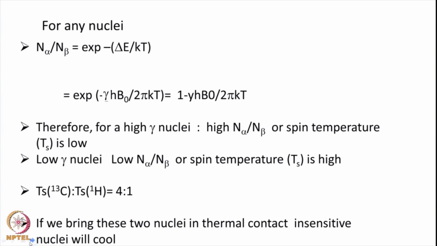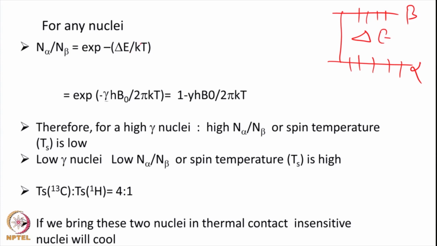Now, if you look at the concept that we have learned in previous classes, sensitivity is given by the difference in population between the ground state and the first excited state, or we can say alpha state and beta state. In the alpha state we have more particles, in the beta state fewer. A nucleus will be called sensitive if the difference is more, and that depends upon delta E between these two states and also on T.